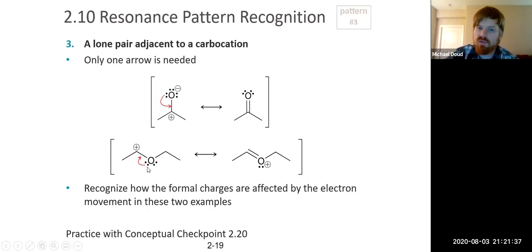This is an ether. This is like a diethyl ether cation. Here, the carbocation is neighboring an oxygen that has a lone pair. So this oxygen has a lone pair to give. That lone pair forms a new pi bond. We get this carbon-oxygen double bond here. Evaluating the formal charges here, this oxygen now has one lone pair and 3 bonds. That means it's going to be a positive formal charge.